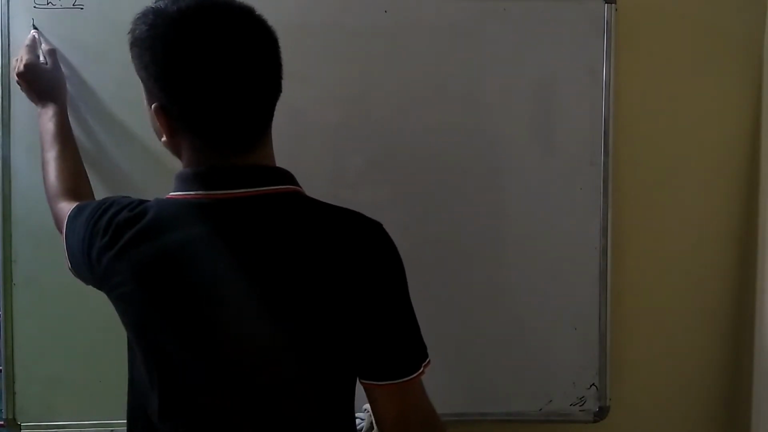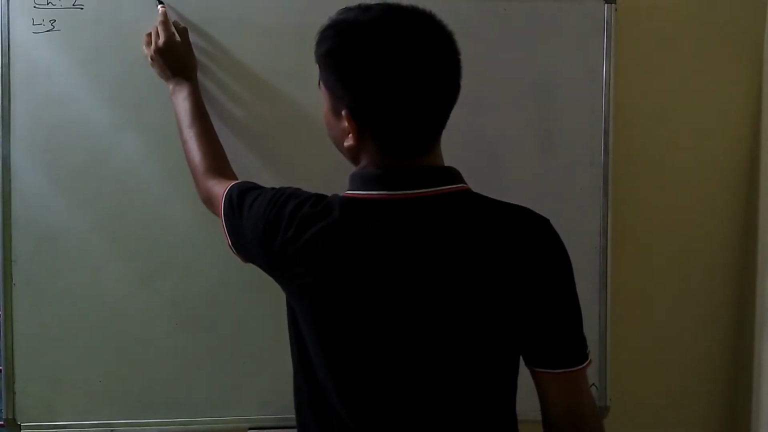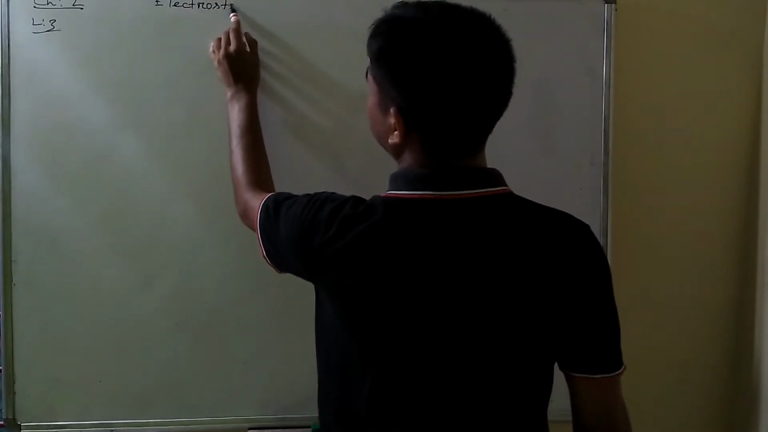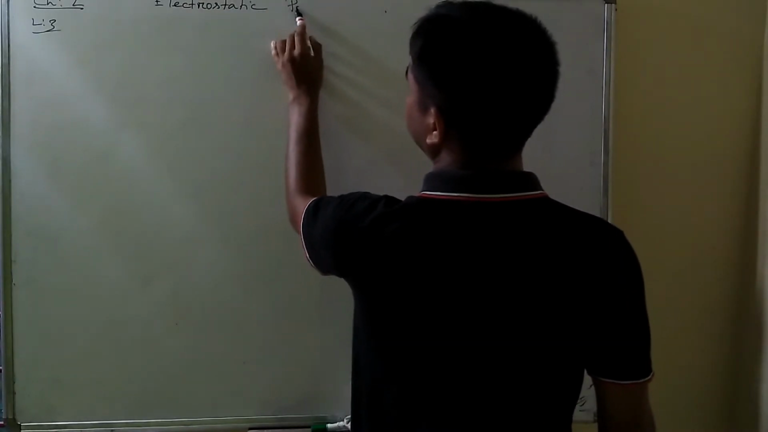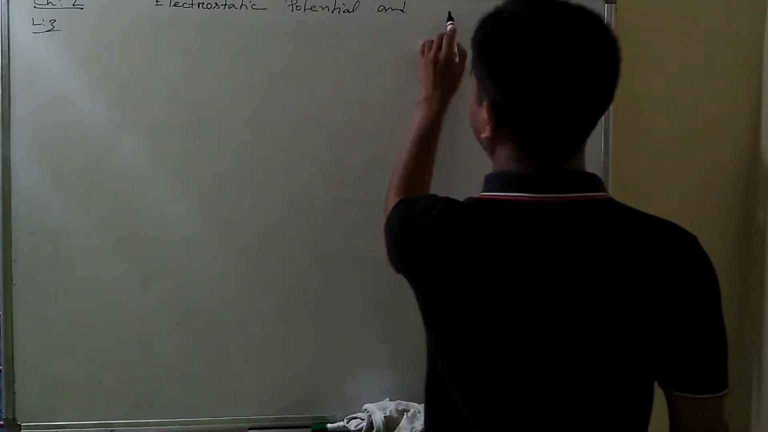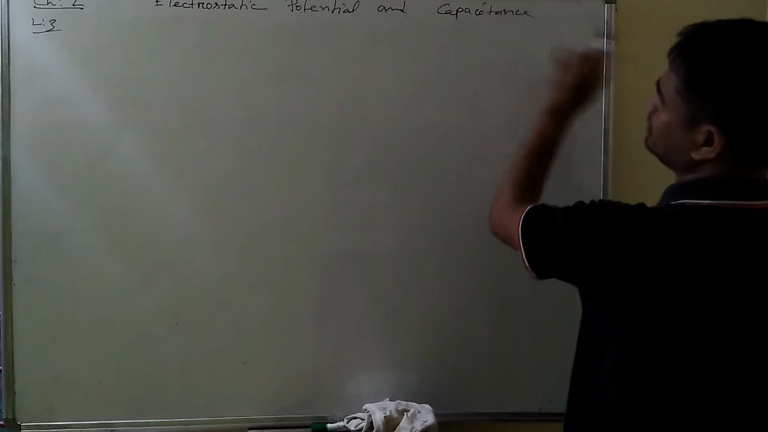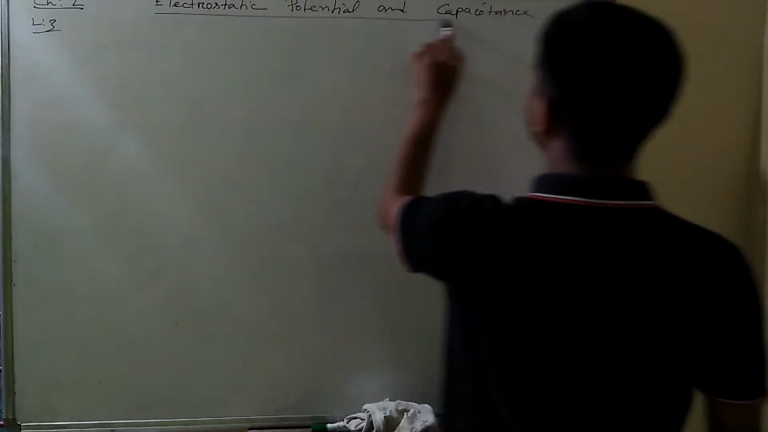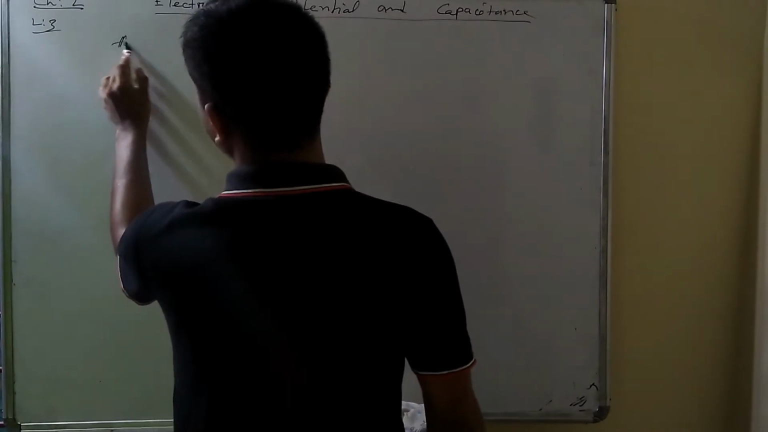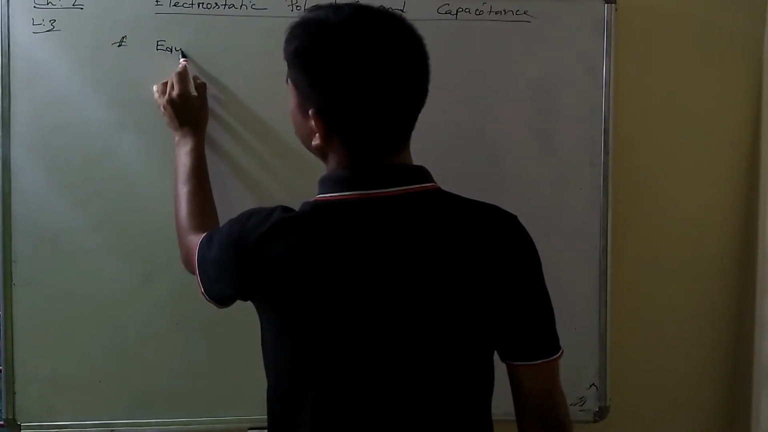Chapter 2, lecture 3. Electrostatic potential and capacitance. The chapter is electrostatic potential and capacitance. Today's topic is equipotential surfaces.